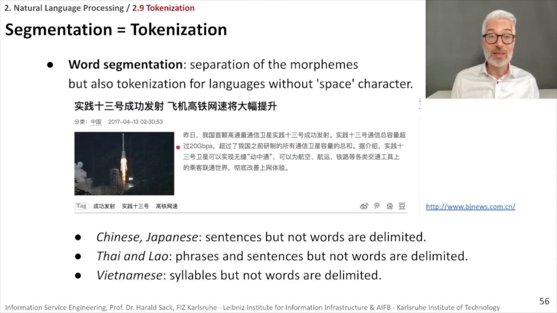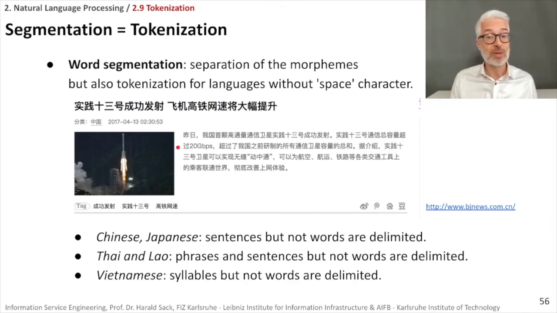So for example, in Chinese or in Japanese, you usually delimit only your sentences, but not your words. The signs simply follow each other and you don't necessarily have spaces in between. And there what you have to do is word segmentation. So this is also tokenization, but you try to separate the morphemes, which means this is tokenization for languages without the space character. As I already told you, in Chinese and Japanese, sentences are usually not connected to word delimiters, as well as in Thai and Lao, where phrases and sentences, but not words, are delimited.